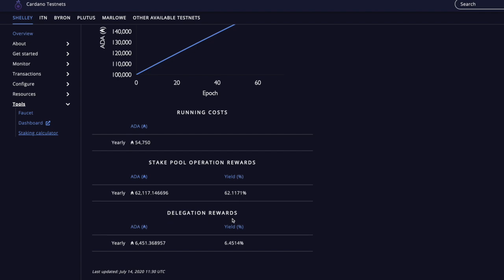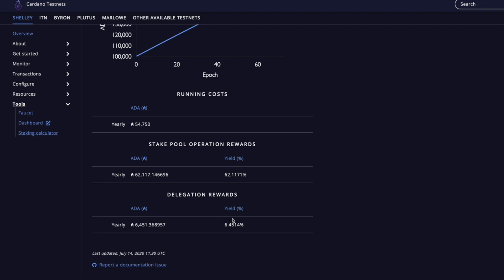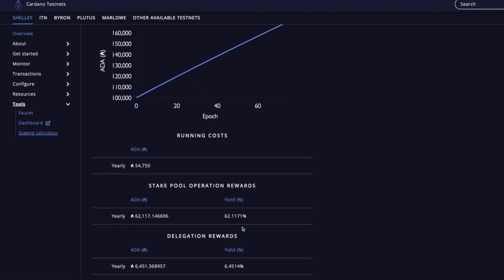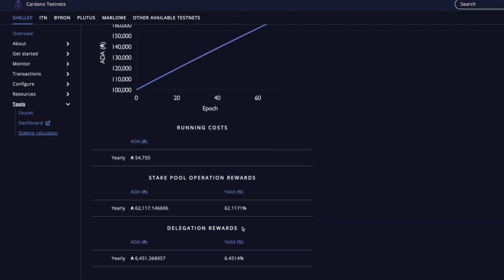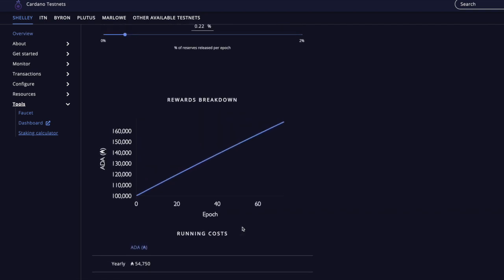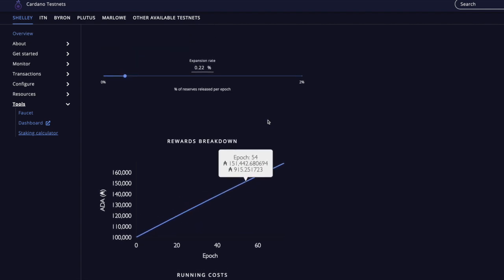And the delegation rewards, so the amount of ADA that you earn on that 100,000 just by delegating to your own stake pool, approximately 6,451 ADA. So that's about 6.45%. So pretty cool. I like how they've got all of these different metrics laid out. I do enjoy this chart as well. I think it's pretty awesome to have a visual representation like that.